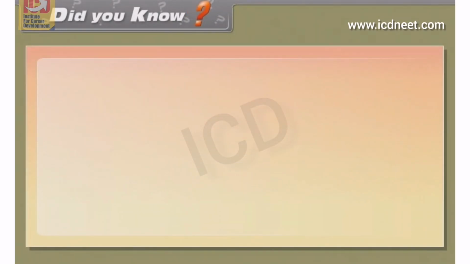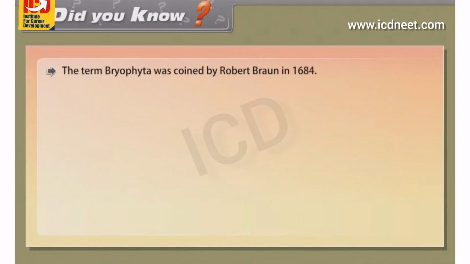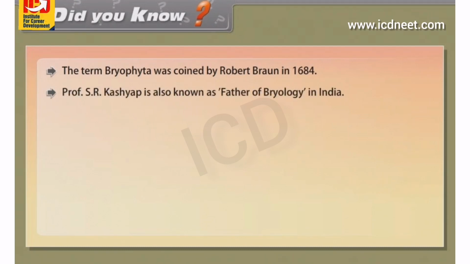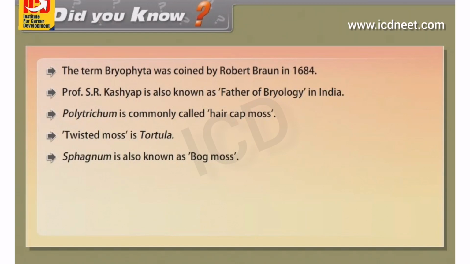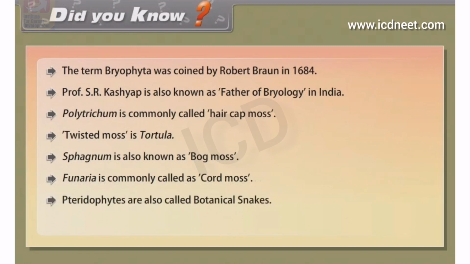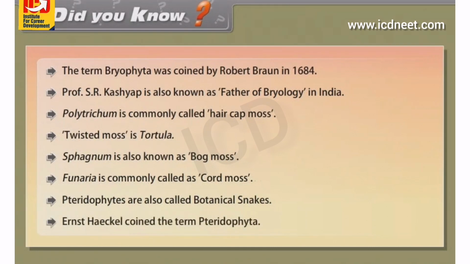Did you know the term Bryophyta was coined by Robert Braun in 1864? Professor S.R. Kashyap is also known as the father of bryology in India. Polytrichum is commonly called haircap moss. Twisted moss is Tortula. Sphagnum is also known as bog moss. Funaria is commonly called cord moss. Pteridophytes are also called botanical snakes. Ernst Haeckel coined the term Pteridophyta.